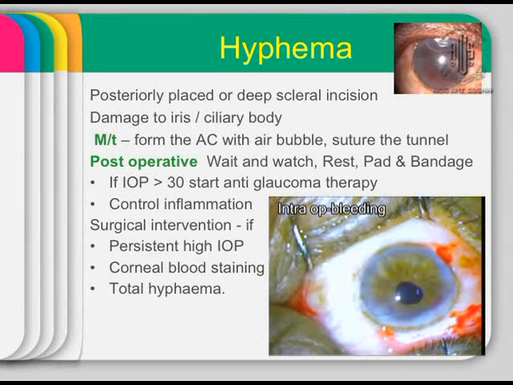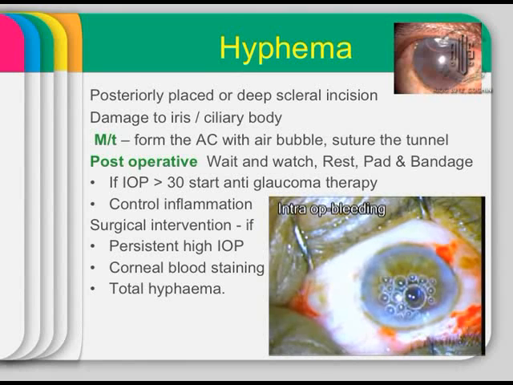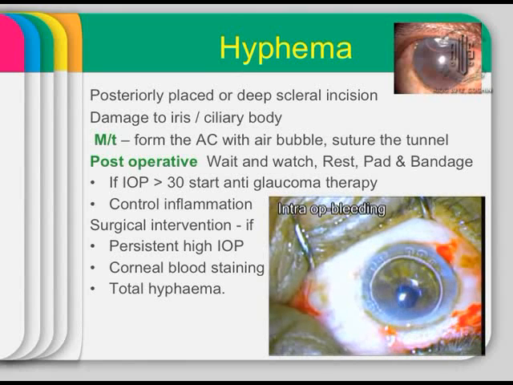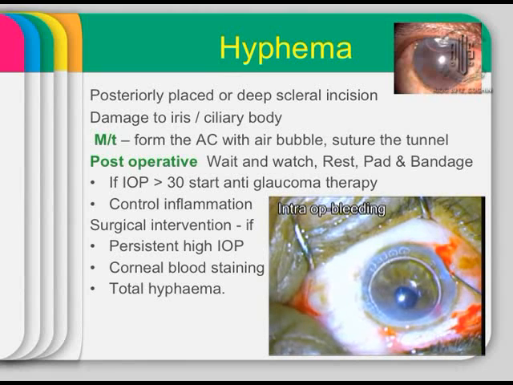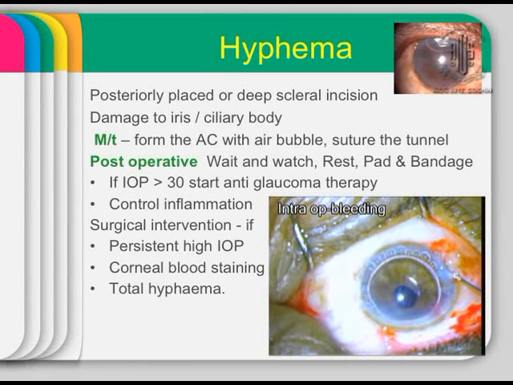Hyphema, or you can say intraoperative bleeding, is usually seen when there is a posteriorly placed tunnel or a deep scleral incision, and occurs when there is damage to the iris or the ciliary body. Whenever intraoperative bleeding is there, form the AC with an air bubble and at the end always suture. A tight air bubble will help in providing tamponade.